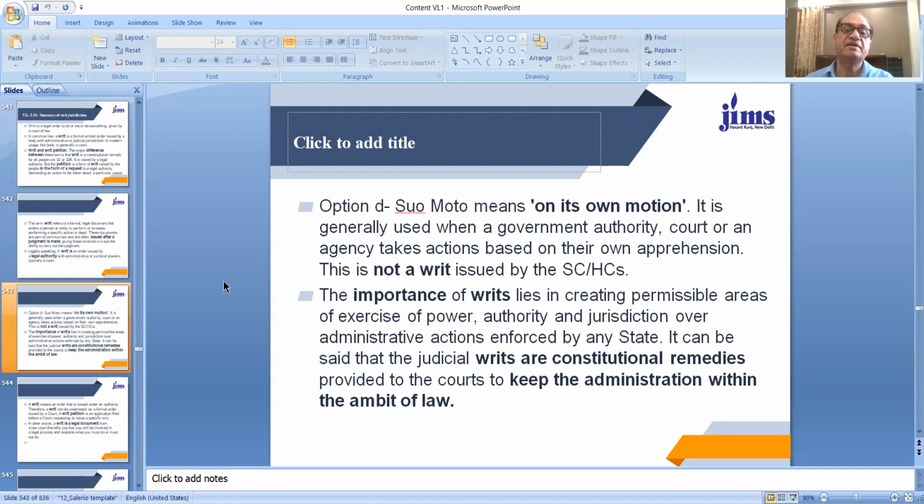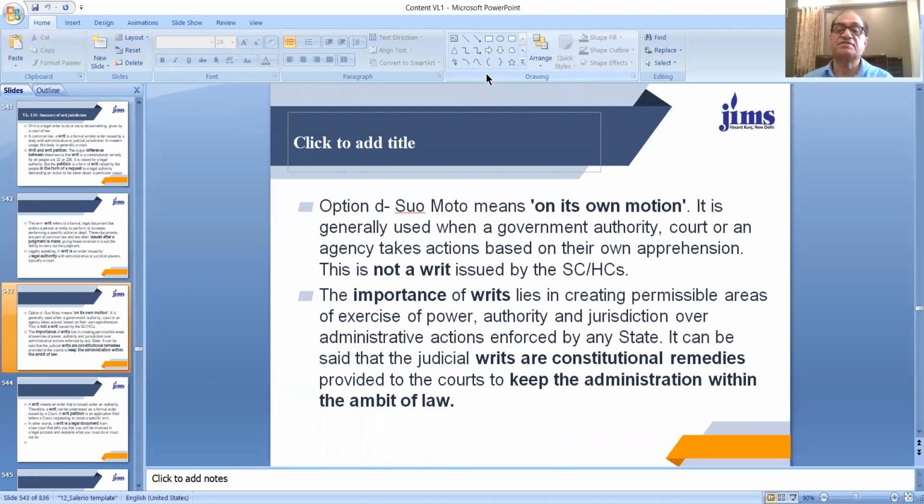And it is generally used when a government authority, court or an agency takes action based on their own apprehension. This is not a writ issued by Supreme Court or High Court, because it is a suo motu cognizance taken by the courts.